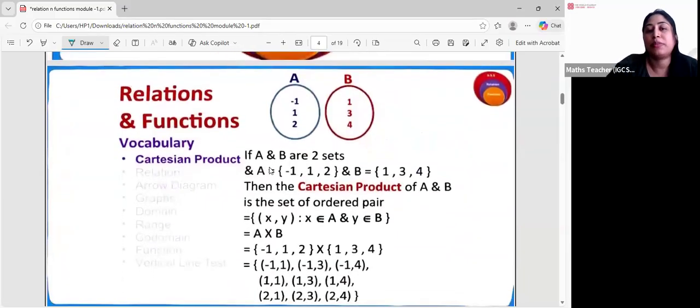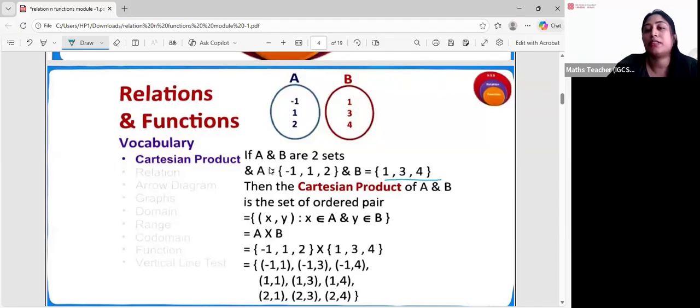If A and B are two sets, in set A we have -1, +1 and 2, and in set B we have 1, 3, 4. That is what we have written here, correct? So let A and B be two sets, set A being -1, 1 and 2 and set B being 1, 3, 4. What is the meaning of Cartesian product now? The Cartesian product of A and B is the set of all ordered pairs.